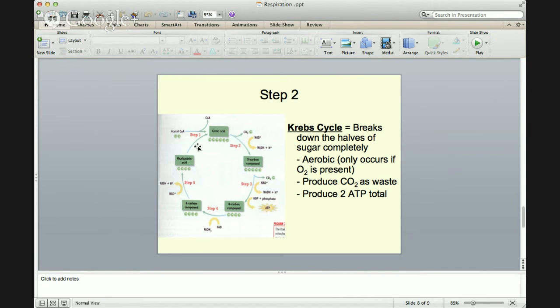Not super important that you know this cycle. All you really need to understand is that it is aerobic. It happens in the mitochondria. We get CO2 and ATP produced here.